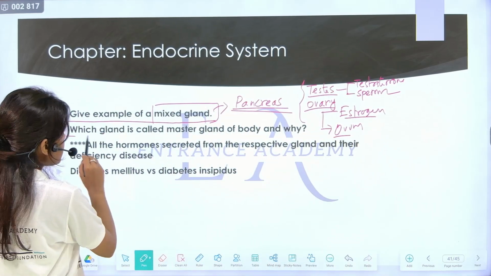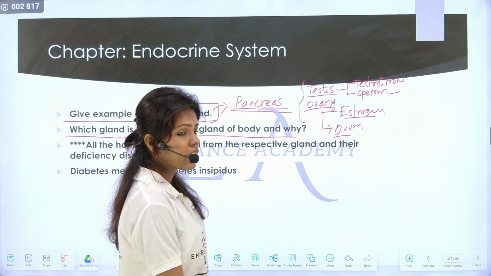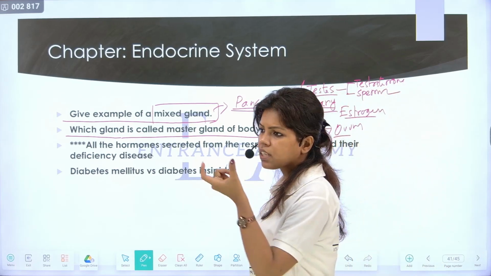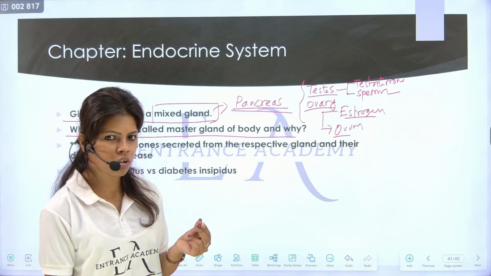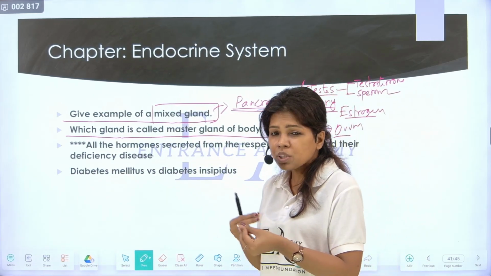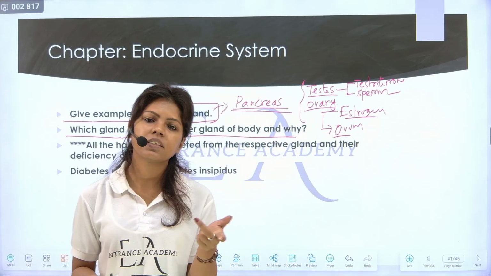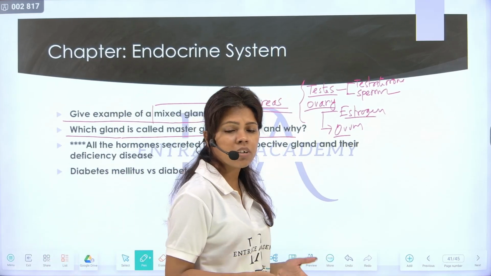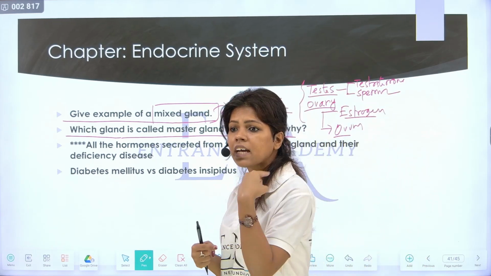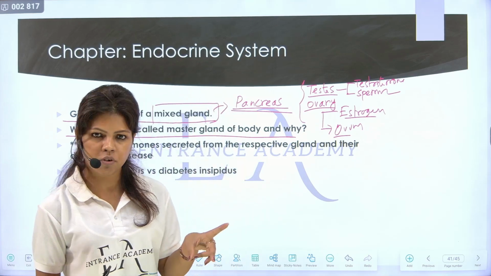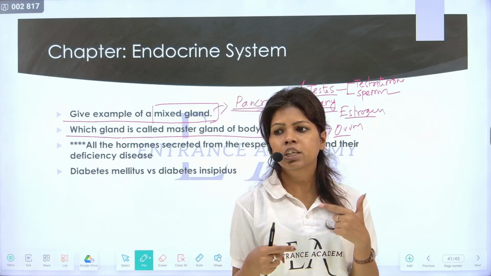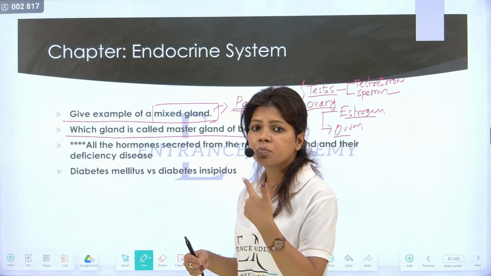Next question, which gland is called the master gland of our body and why? The answer is pituitary gland. Pituitary gland is located in our brain, hanging from the hypothalamus by means of a stalk or infundibulum. This is known as the master gland of our body. Why? Because pituitary gland produces hormones that regulate the function of other endocrine glands present in our body. So pituitary gland secretes some hormones that direct other endocrine glands to secrete their respective hormones. For example, if the pituitary gland secretes TSH, thyroid stimulating hormone, it will go and switch on the thyroid gland to produce thyroxine.